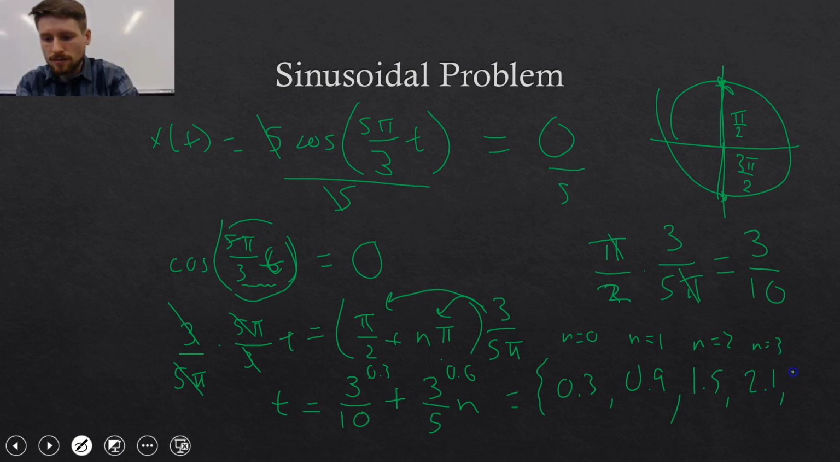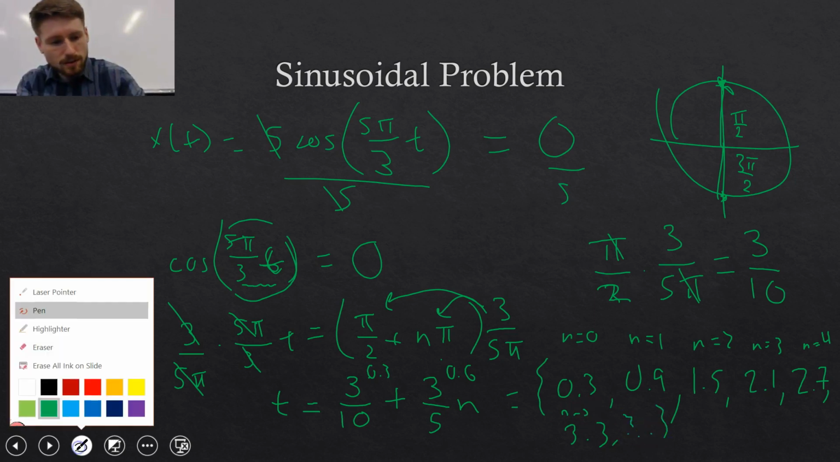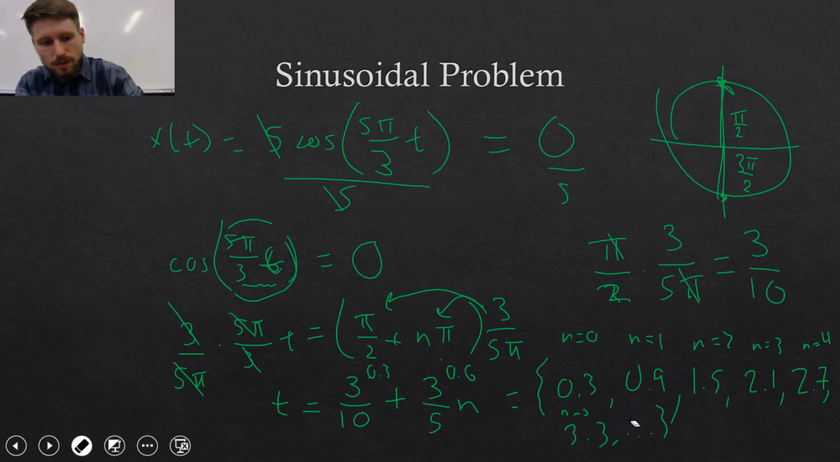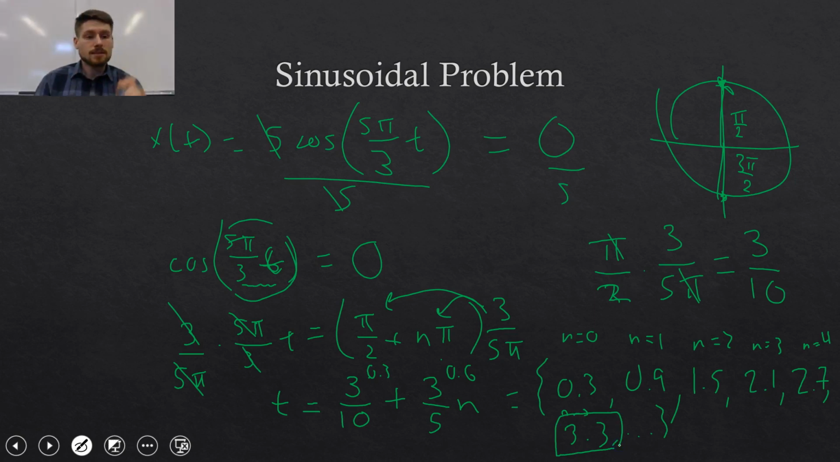And then when n is equal to 3, we have 2.1. The next one, 4, we'd have 2.7. Next one, we have 3.3. And we could stop here, but they keep going forever and ever because we have found the 6th time right here. 1, 2, 3, 4, 5, 6. 3.3 is the 6th time that our bob is at the equilibrium point.